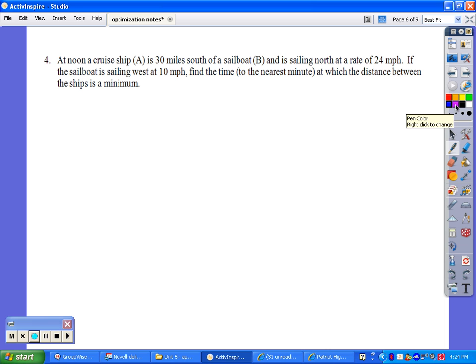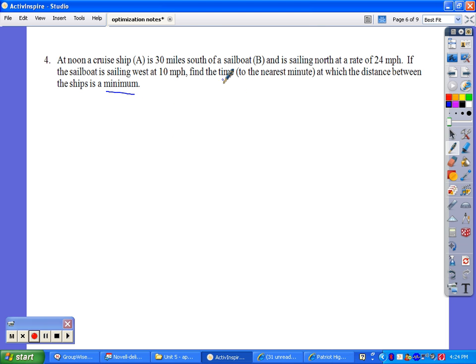Okay, so the last problem we're going to do in this lesson, and then the other ones we're going to try in class, and you should read through the examples because they have extra examples in the textbook, is: at noon a cruise ship is 30 miles south of a sailboat B and is sailing north at a rate of 24 miles per hour. And if the sailboat is sailing west at 10 miles per hour, find the time at which the distance between the ships is a minimum.